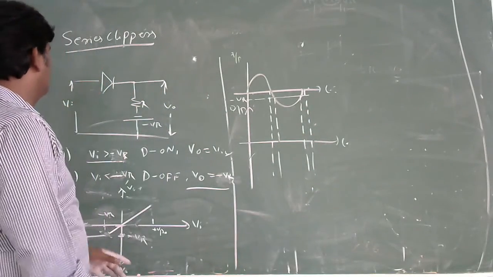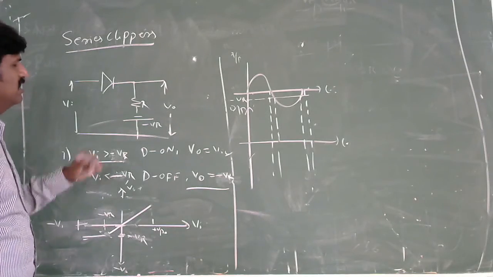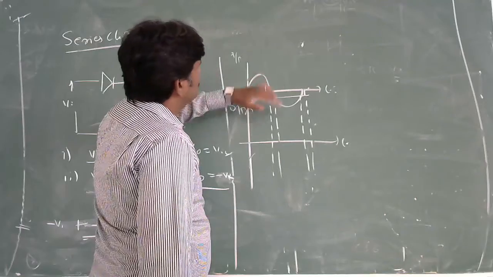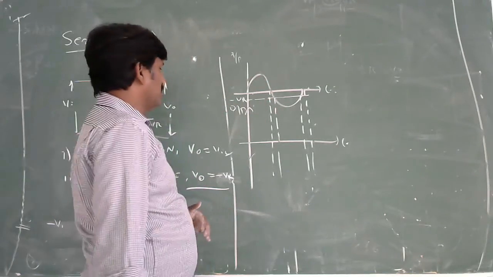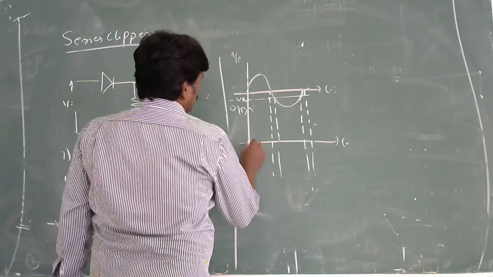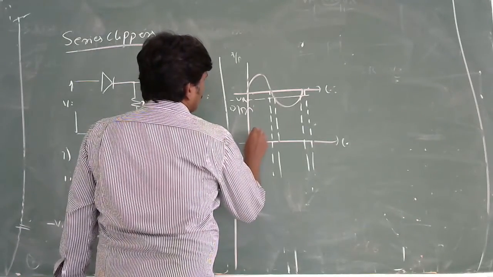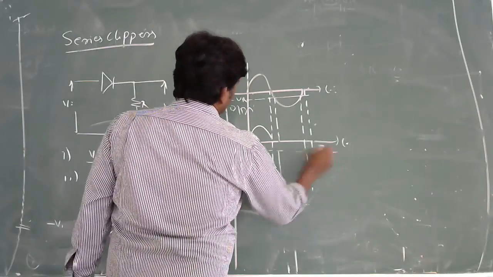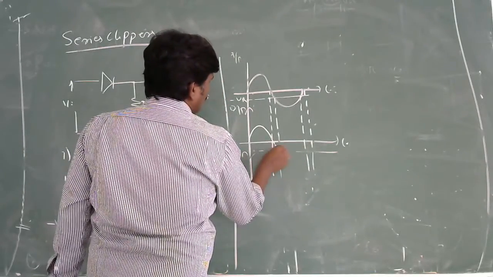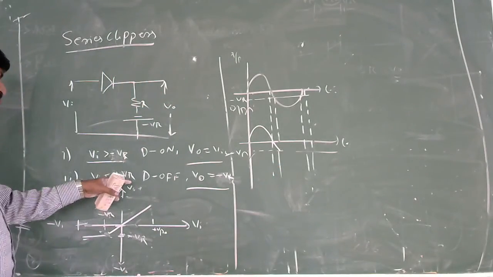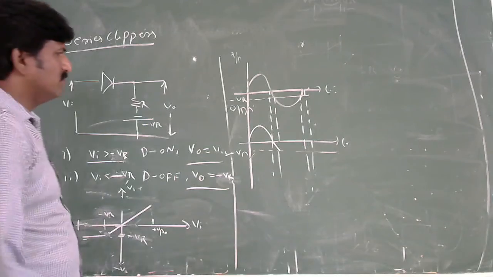Then you have to understand the first condition: Vi is greater than minus VR. This total portion, the positive cycle, is where Vi is greater than minus VR. The output follows the input. Here you have to keep this reference voltage minus VR. It follows the input only. What happens if Vi is less than minus VR? Output follows minus VR only.